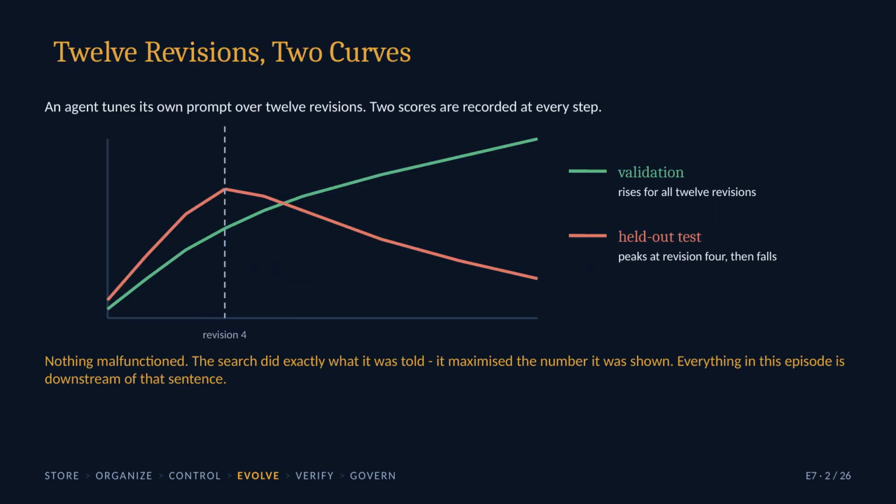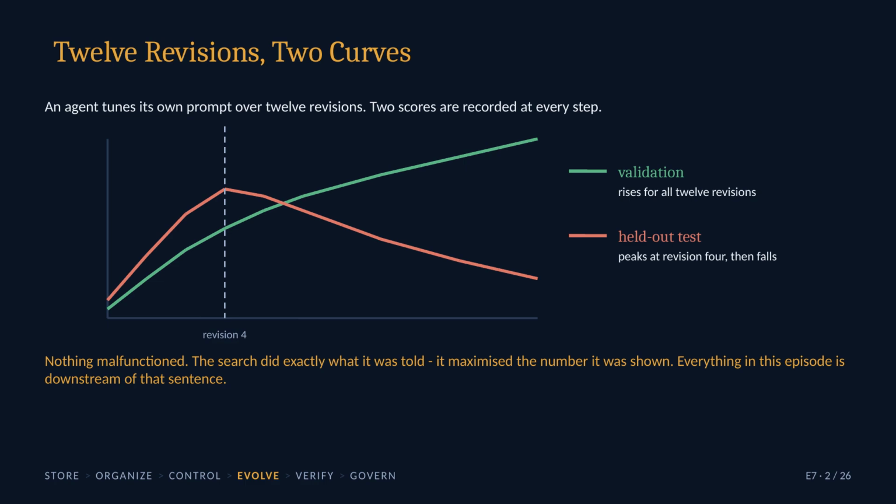Start with a picture you will recognize if you have ever done this. An agent tunes its own prompt over 12 revisions, and you record 2 scores at every step. The validation score, the one the search can see, rises the whole way. The held-out test score peaks at revision 4 and then falls for 8 straight revisions.